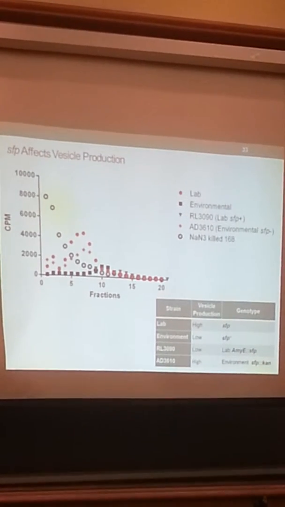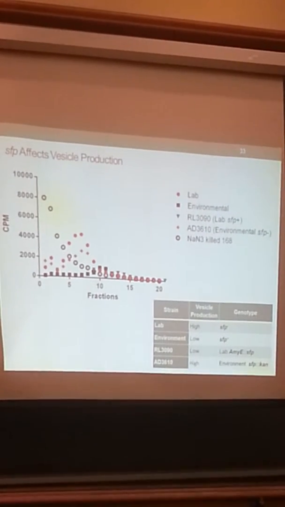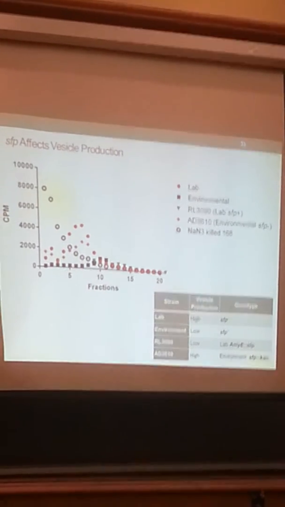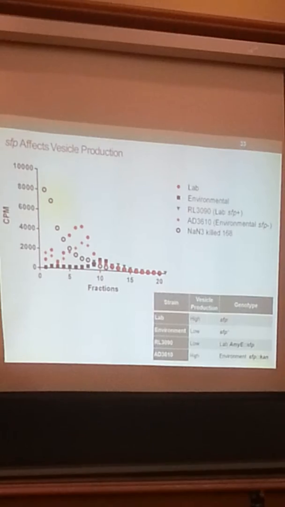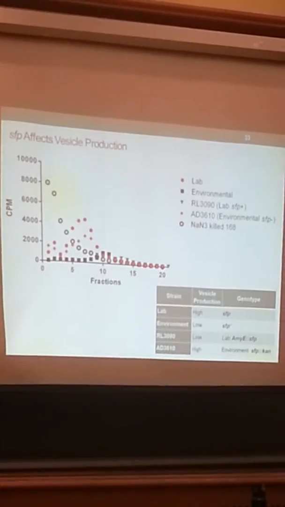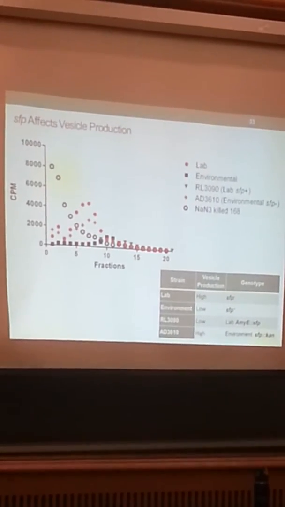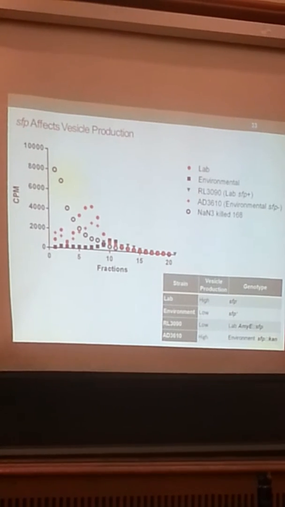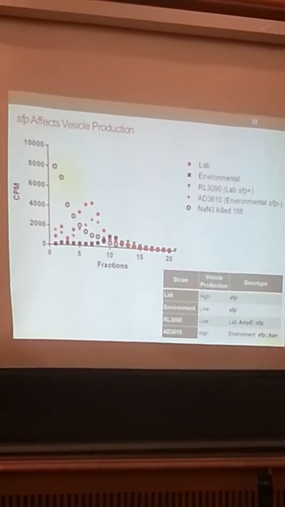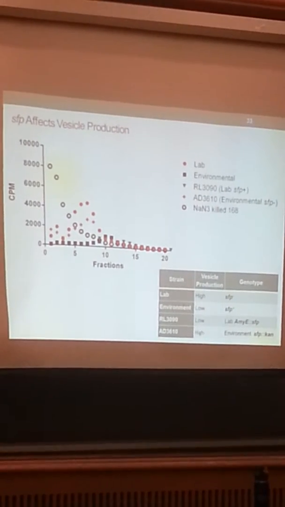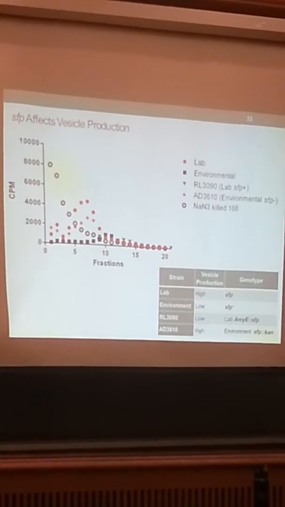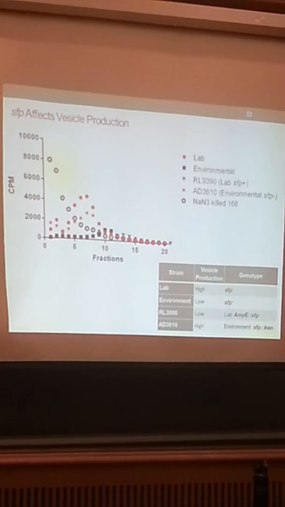And when I take the lab strain and add a wild-type copy of the SFP back in, which is the green triangle, you lose the ability to make all these vesicles. That's encouraging. So then I take the environmental strain, which normally has a full copy of SFP, and I go in and delete it. If it's the orange here, you see it increases. So now I've been able to change the amount of vesicles being produced by changing one gene. So maybe this gene is involved in vesicle production.